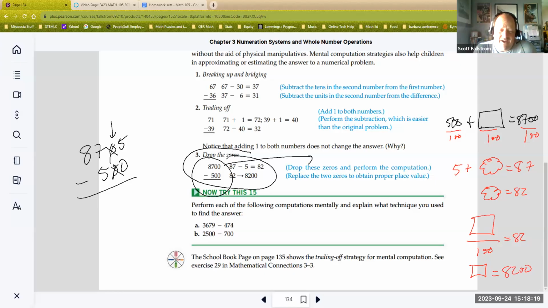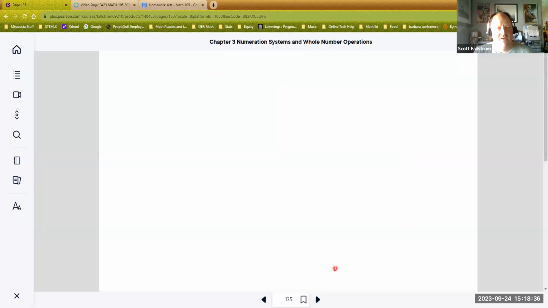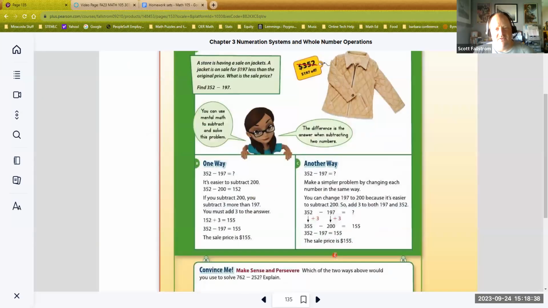To me, I don't find a lot of benefit from this one, but yes, it does work if you think of it as dropping zeros to the right, then you're okay. But again, I don't like the language of that, and I think the research is going to show that that's not an ideal technique. Okay. What else do we have here? Oh, there's mental computation. Love it.